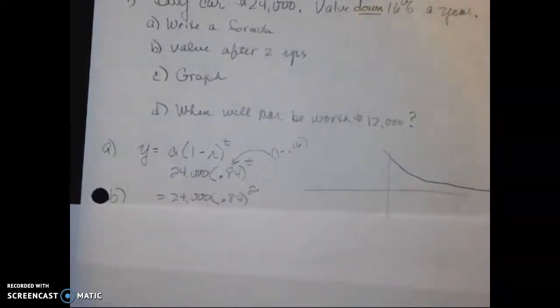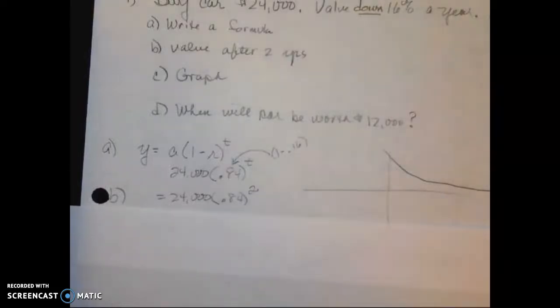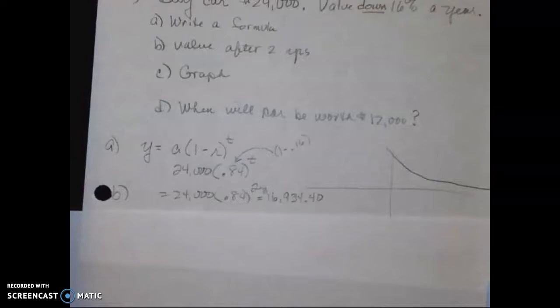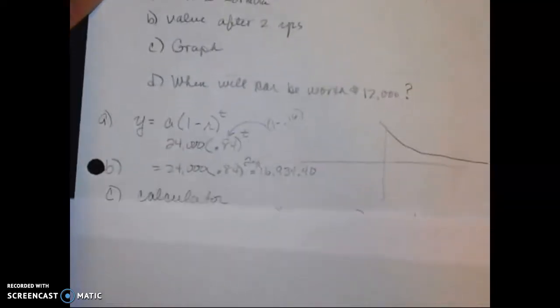Okay, so in 2 years, what's that worth? I plug my 2 in as the exponent, and then I do all the mathy part. So when you do all the mathy part, you get $16,934.40. So after 2 years, the car that you purchased for $24,000 is only worth almost $17,000. I sketched it over on the right. I used my graphing calculator. I just wanted a general sketch, and decay always sort of looks like that.